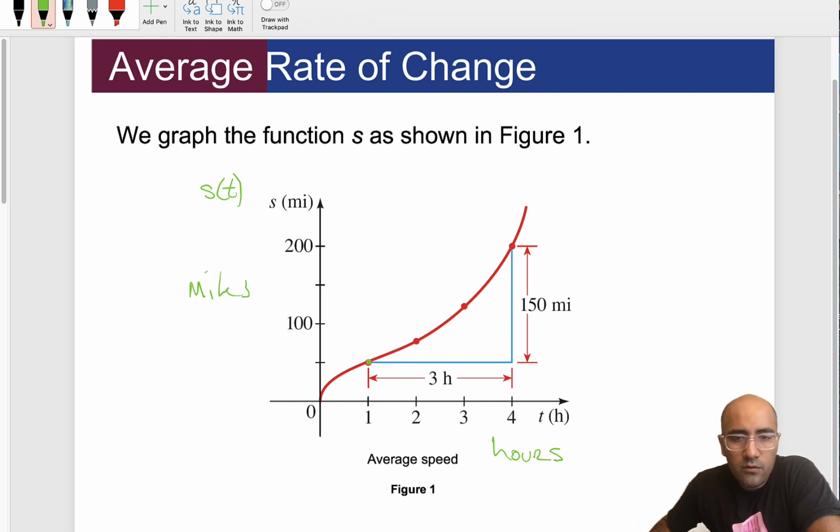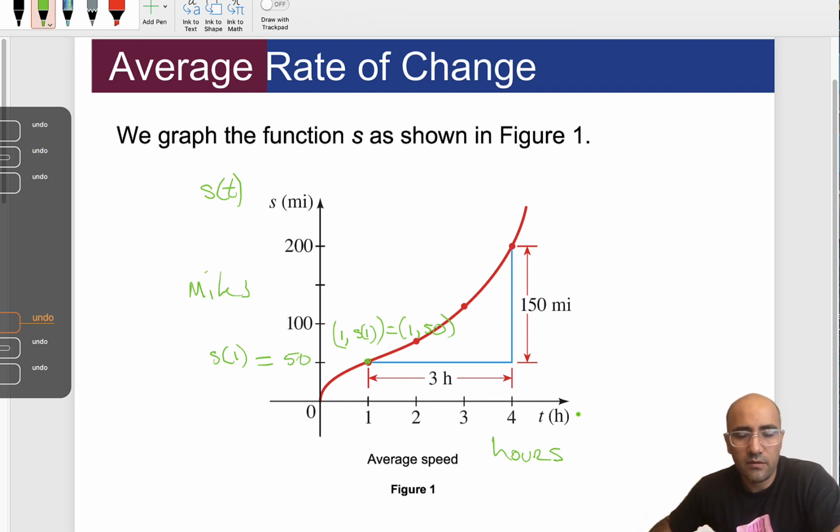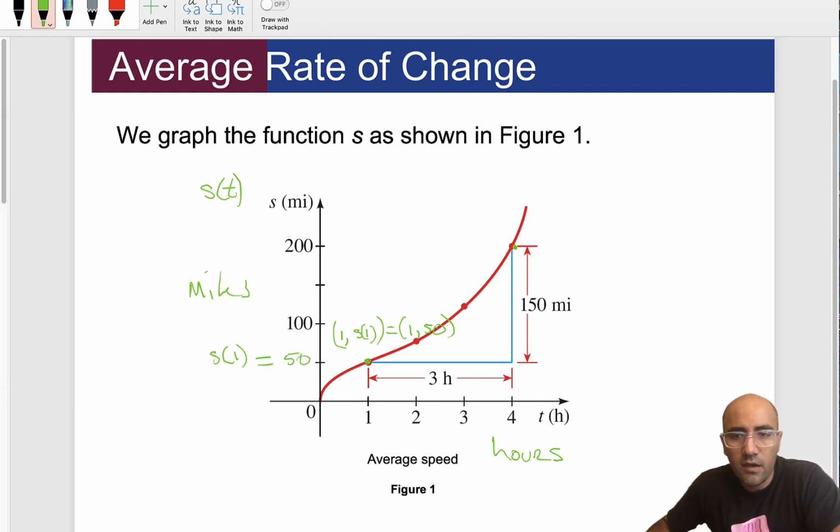Okay, so after 1 hour, it looks like they've gone about 50 miles. So we would say, notation-wise, that this is s of 1 equals 50. So this is the ordered pair 1 comma s of 1, which is the same thing as 1 comma 50. Those all mean the same thing. It's getting kind of messy in here, but that's fine. Up here, this point would be 4. So t equals 4, which means it would be the ordered pair 4 comma s of 4, where s of 4 is 200.